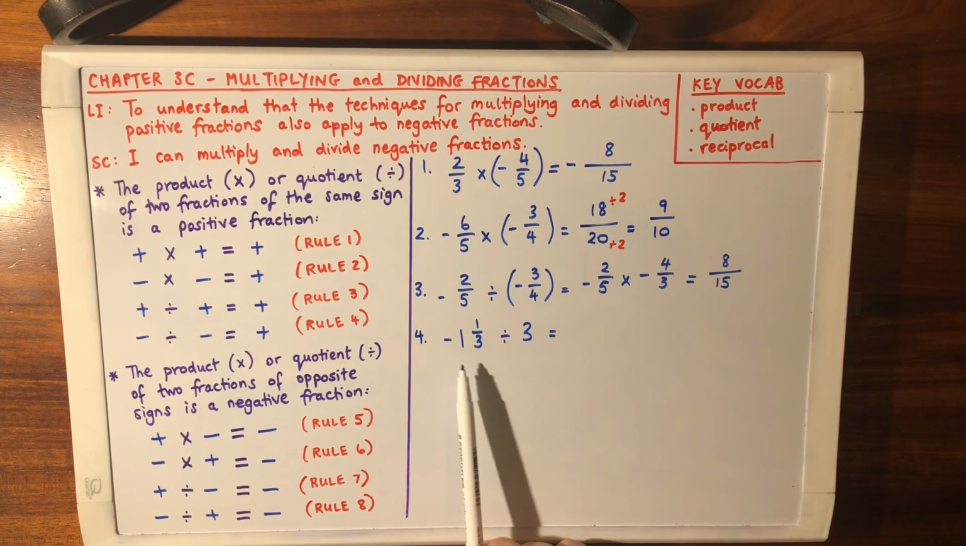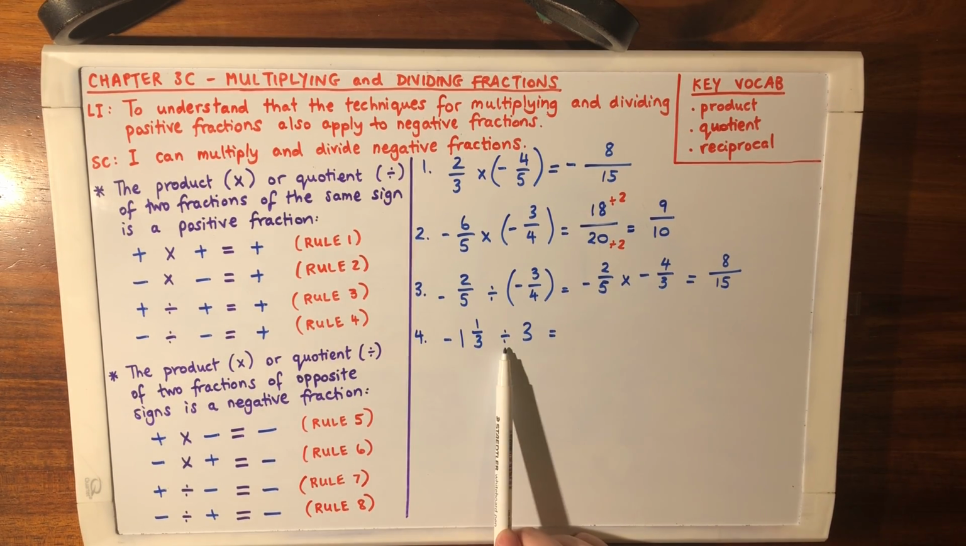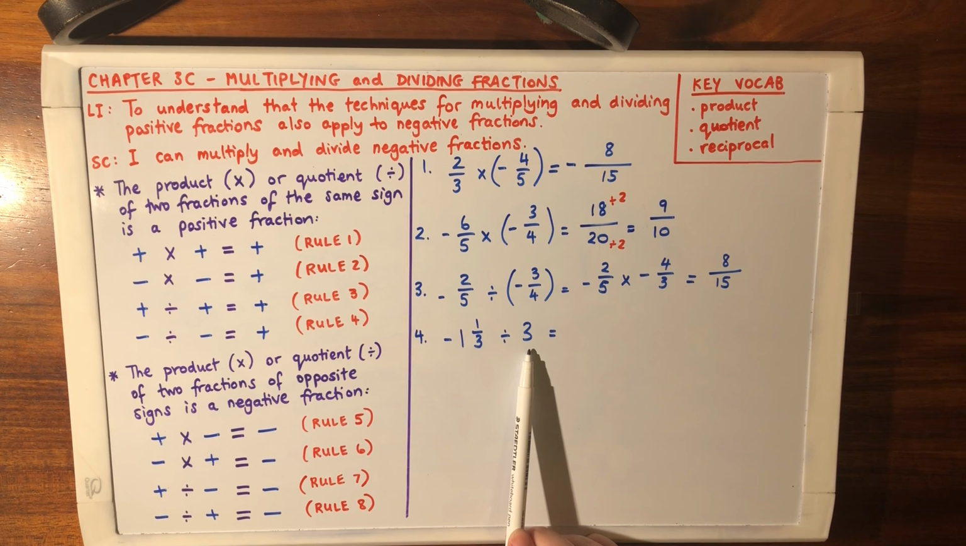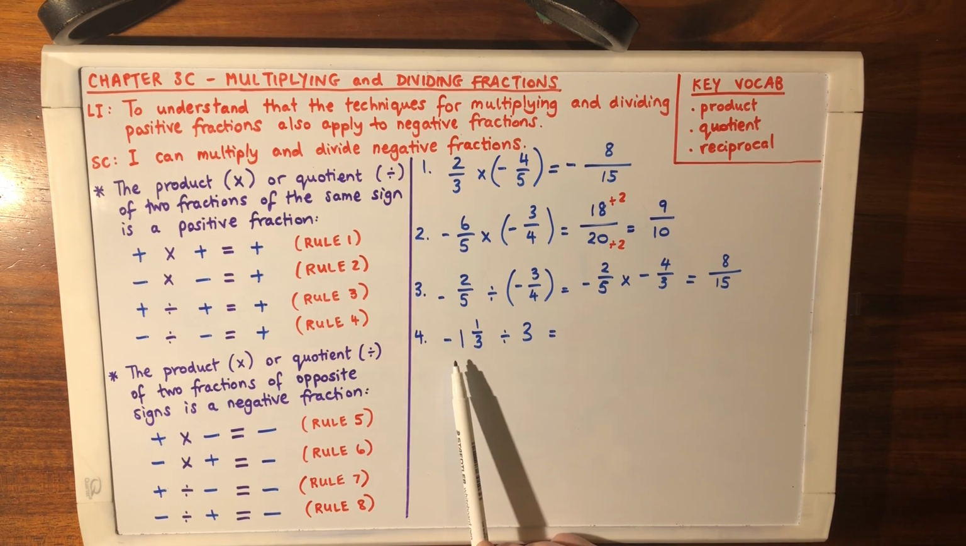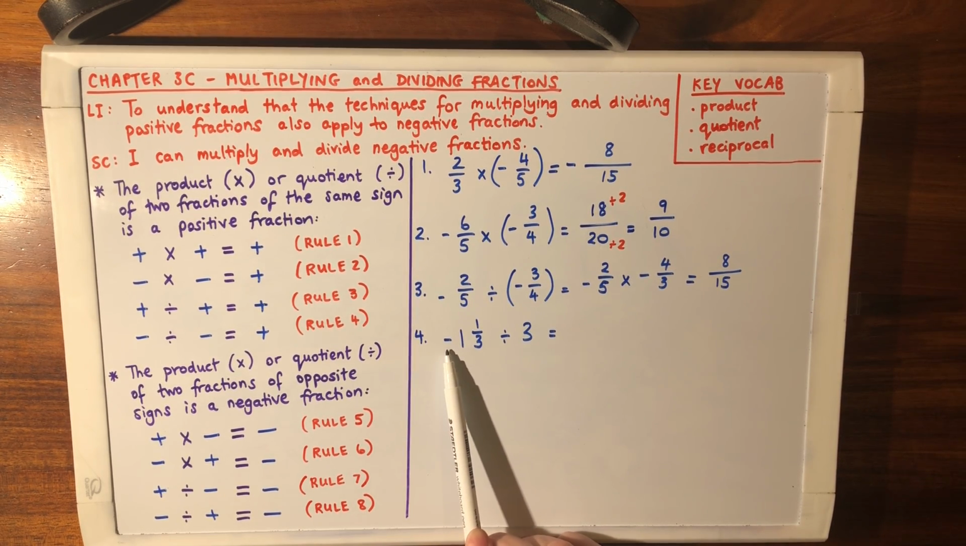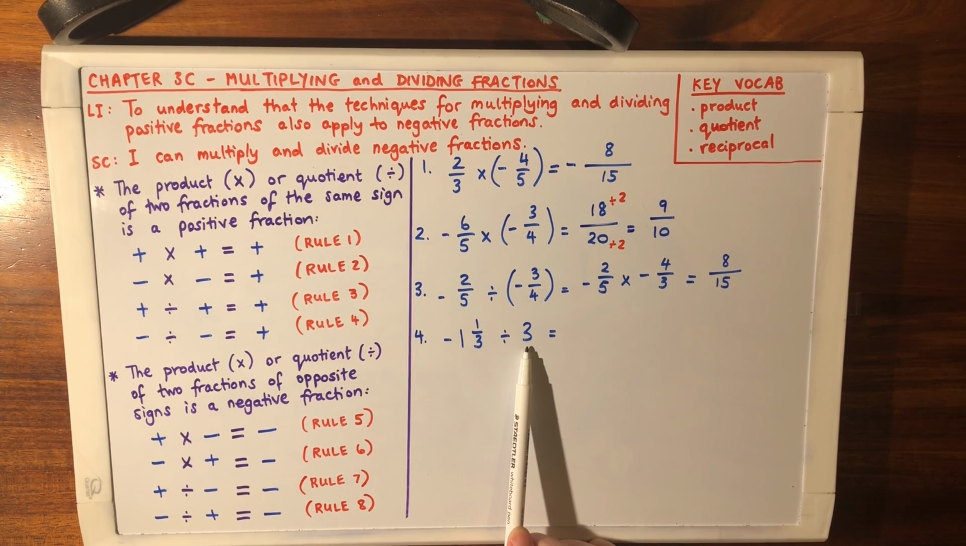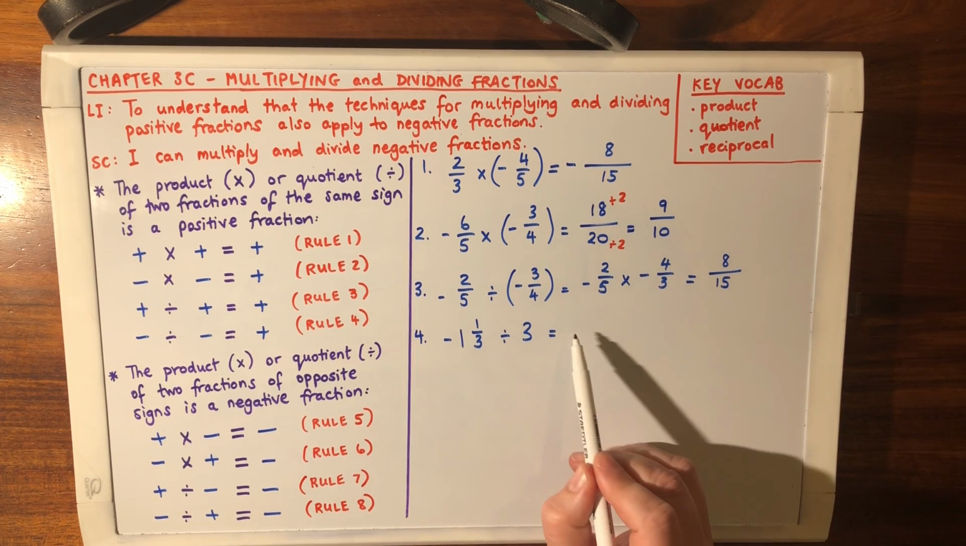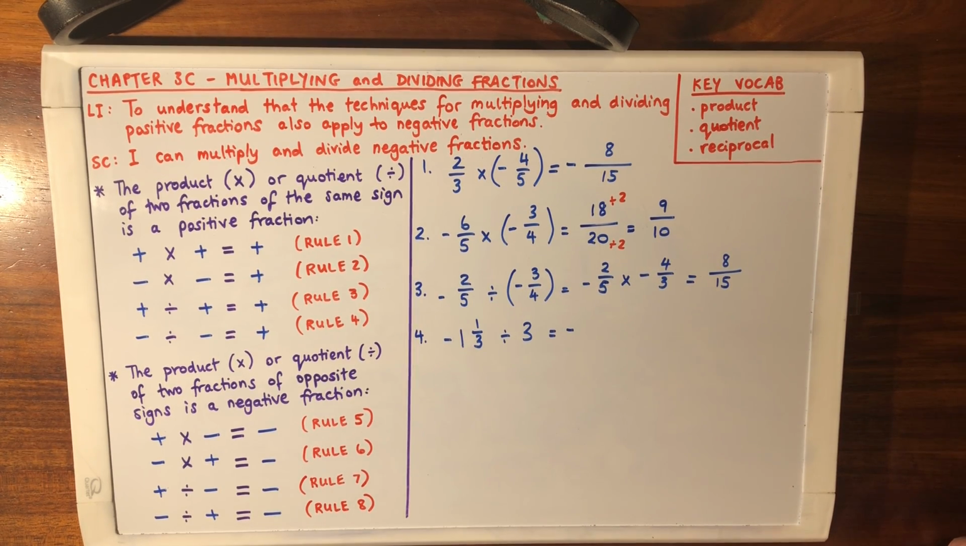Okay, here I have a mixed fraction, negative 1 and 1/3 divided by a whole number, this time 3. Okay, I can see immediately that it's a negative divided by a positive number. So I'm going to go down here and see if I can find which equation or which rule applies to that one. So I know it's number 8, negative divided by positive. My answer is automatically going to be a negative, so I'm going to add a negative there.